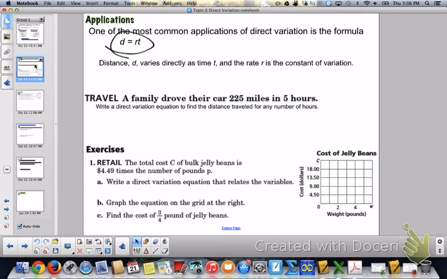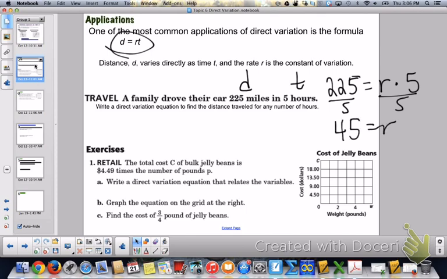So a family drove their car 225 miles in 5 hours. Well, that's going to be D. 5 hours is your T. So if you do 225 equals rate times 5, when we divide by 5, we get 45 equals R. So what's your direct variation equation? Distance equals 45 times the time driven. Okay, that's your direct variation equation. 45 is your rate or your constant.